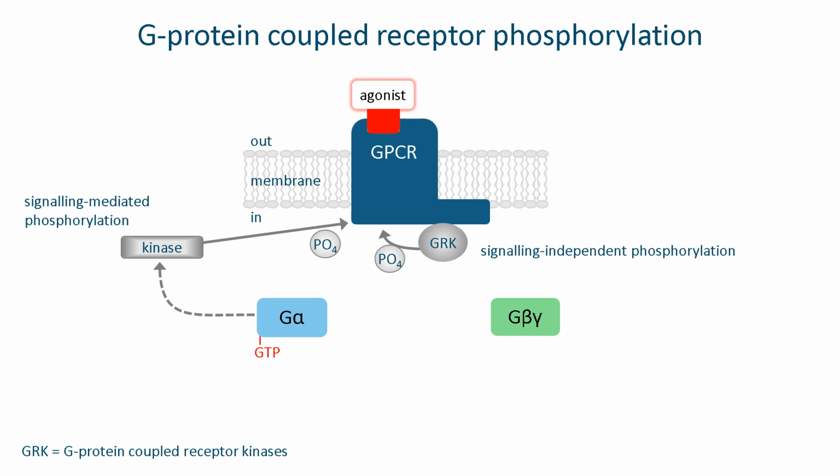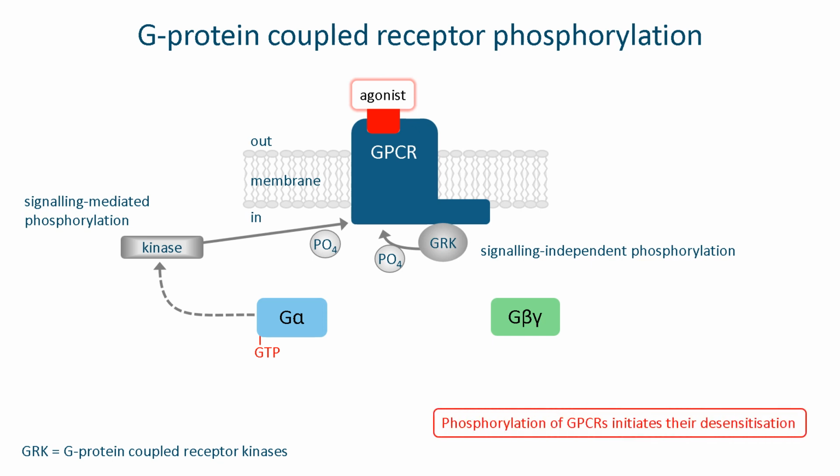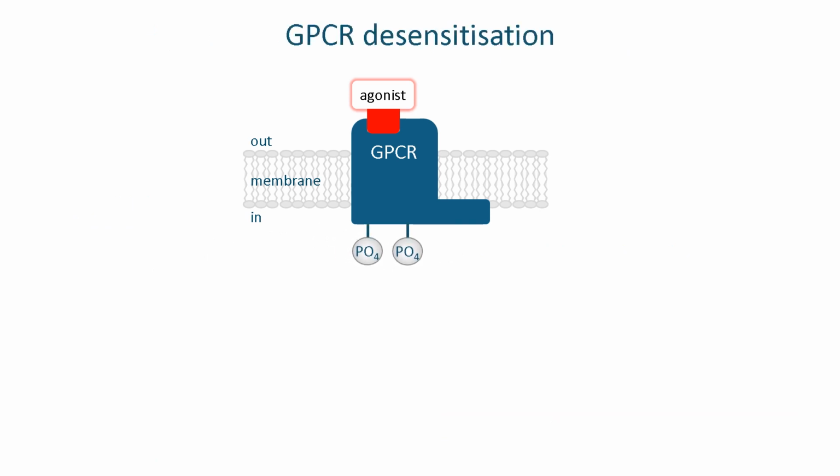Regardless of how phosphorylation is brought about, it initiates the desensitization of G-protein coupled receptors. What that means is that in addition to stimulating cell signaling, the binding of an agonist to a G-protein coupled receptor can also cause the receptor to desensitize so that it stops responding to the agonist. Once phosphorylated, the receptor becomes a target for beta-arrestin, which binds to the phosphorylated receptor and disrupts its interaction with the G protein by obstructing the G protein binding site.